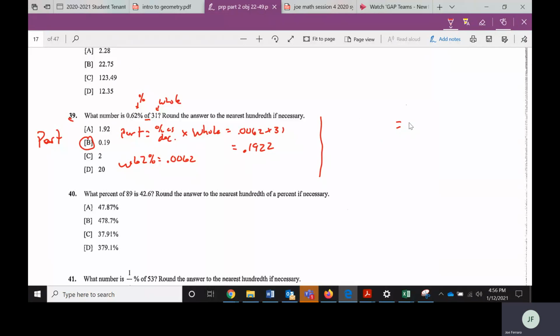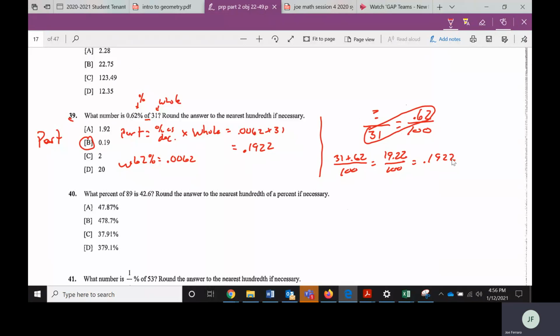Okay, doing it the other way. Set this up. It's always the hundreds, always there. We know the whole is 31. We don't know the part. The percent, now this is where you would just leave it again as 0.62. So we cross multiply and divide by the third. So this is going to give you 19.22 divided by 100 equals 0.1922.